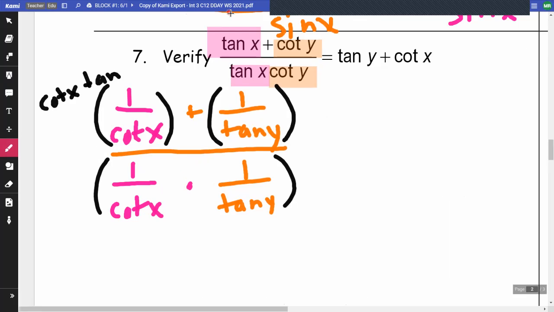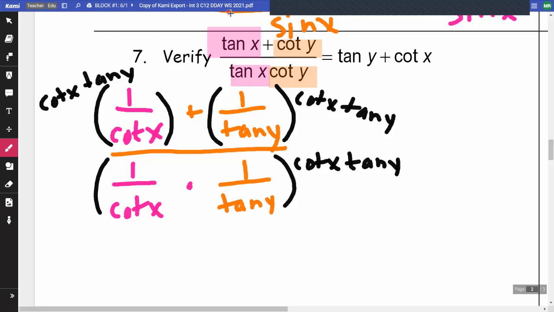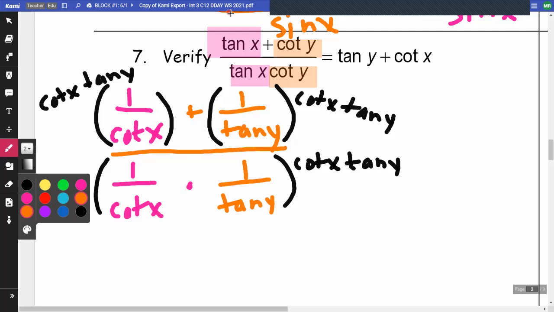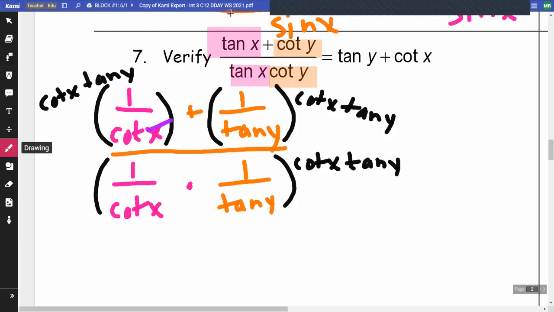tan y, cotan x tan y, cotan x tan y. So here I'm going to have this cotangent x and cotangent x cancel, and I get a tan y, which is what I want.